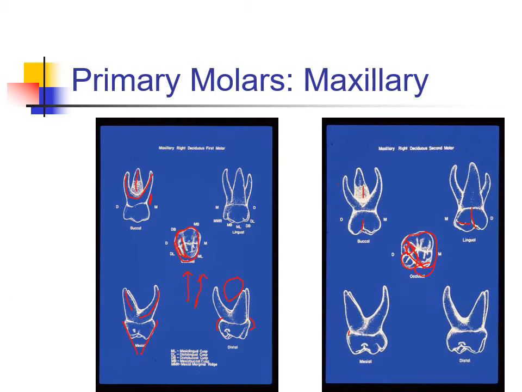Again, strong cervical constriction, strong cervical ridging, narrow CEJ, and so in summary, on the primary maxillary molars, the first primary maxillary molar will resemble a premolar in outline form and in anatomical characteristics. The second maxillary primary molar will resemble the first permanent molar in most aspects.